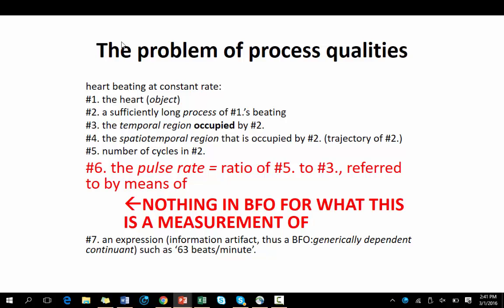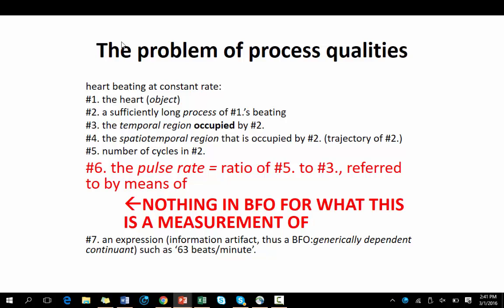And the question is, what does that pulse rate correspond to in BFO? So it's not an independent continuum. It's not a process, 55 cycles per minute. It's not an attribute of an independent continuum, seemingly. It seems to be an attribute of a process. And BFO doesn't allow attributes of processes. So how do we deal with it?